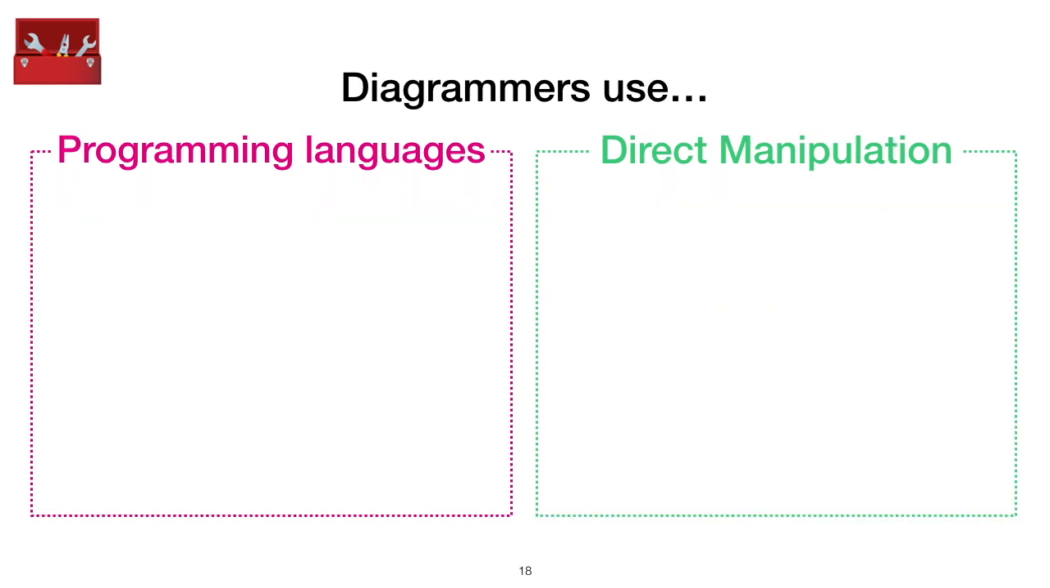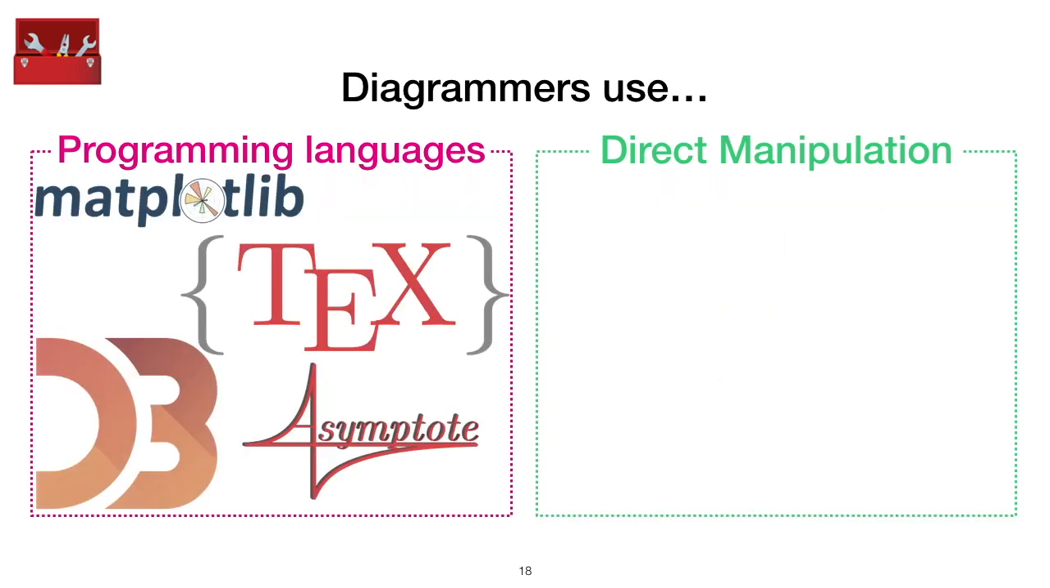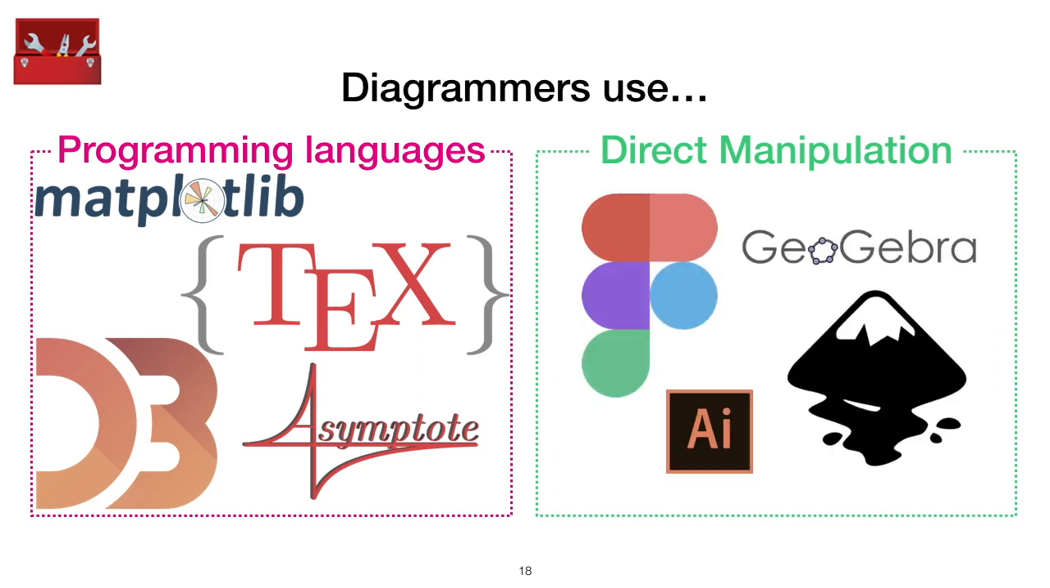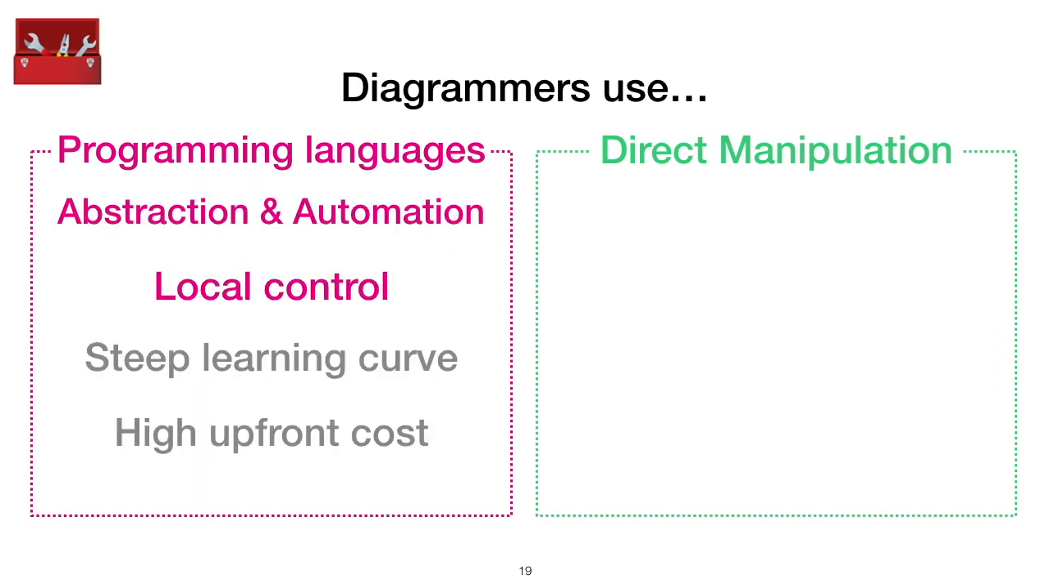Examples of language-based tools include D3, TikZ in LaTeX, and Matplotlib in Python. For direct manipulation tools, our participants mention tools like Adobe Illustrator and Figma. For programming languages, most of their users reported better support for abstraction and automation of workflow. They also suggested that textual inputs give them better control locally, like how to precisely place a shape. Common drawbacks of PL tools include a steeper learning curve and higher upfront costs for constructing diagrams due to the compile and run cycles required, and the complexity of the languages.